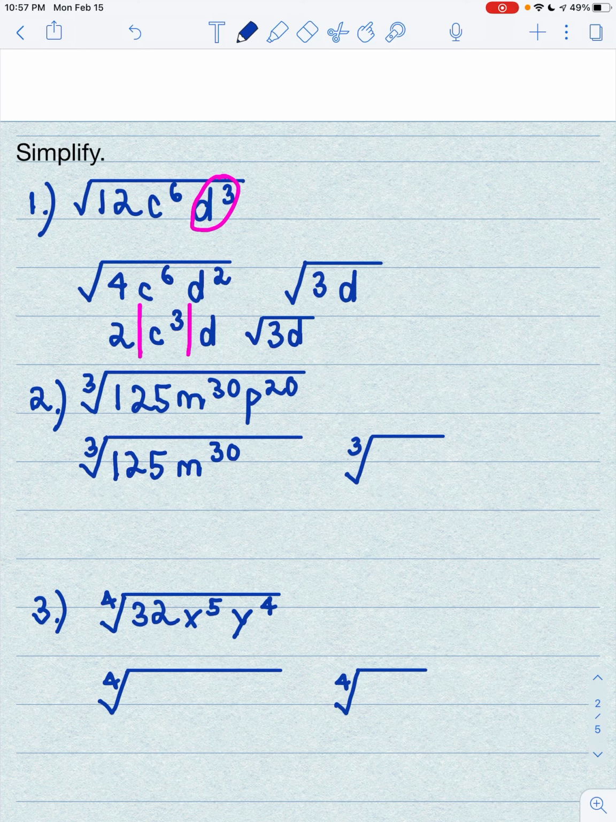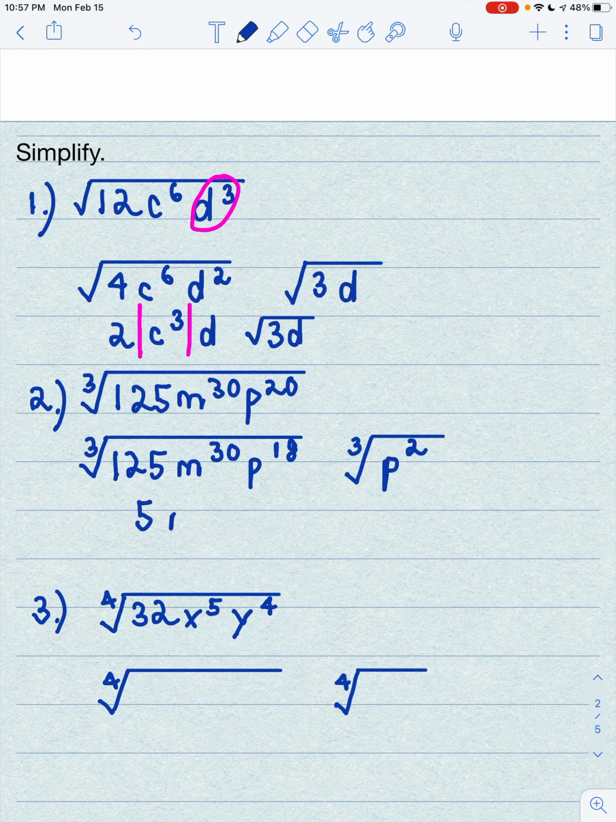So 20 is not evenly divisible by 3, 19 would not, but 18 would be. So I'm going to break p to the 20th into p to the 18th, and then what has to be left over would be p to the second, so that the product would still be p to the 20th. And now we can take the cube root. So the cube root of 125 would be 5.